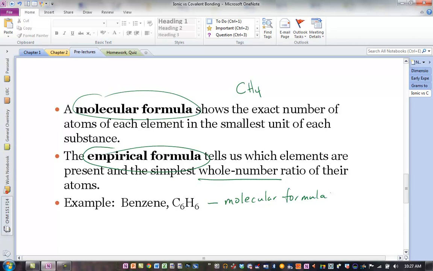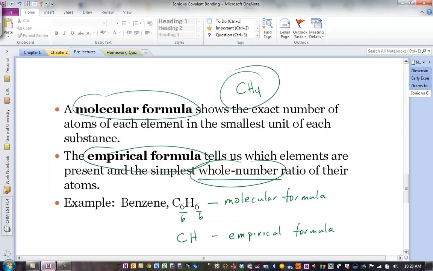But could we write a simpler formula than that? A simpler whole number formula? And sure we can in this case. We could divide each of these subscripts by 6, and we could have a simpler formula where it's essentially showing us 1 carbon combines with every 1 hydrogen, that ratio of 1 to 1. This is the simplest whole number ratio. We would call that an empirical formula. All right? That's all there is to it. Now, let's go back up to methane, since I have it written up there. That is the molecular formula.